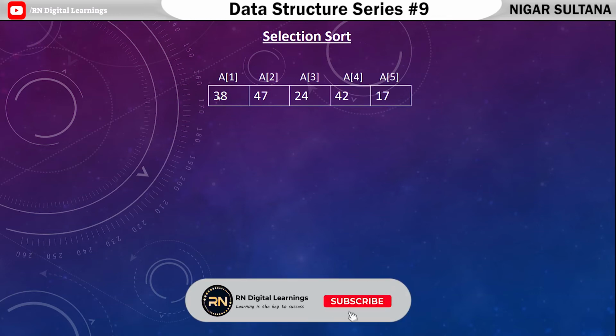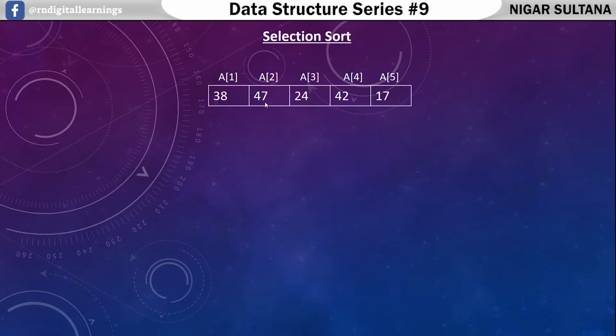First, we will take this 38 as our smaller one and start comparing with the next element. Now, is 38 smaller than 47? Yes. If it is true, the minimum value, that is the smaller value, will be 38 itself. Next, we will compare with the next element, that is 24. Is 38 smaller than 24? No. 24 is the smaller one. Then the smaller is considered to be 24 till date.